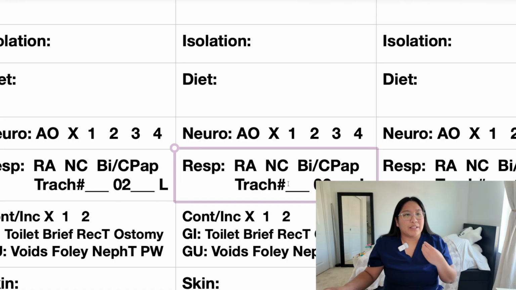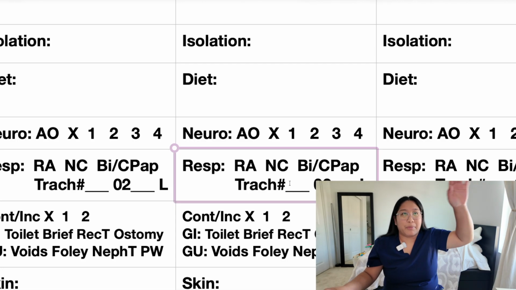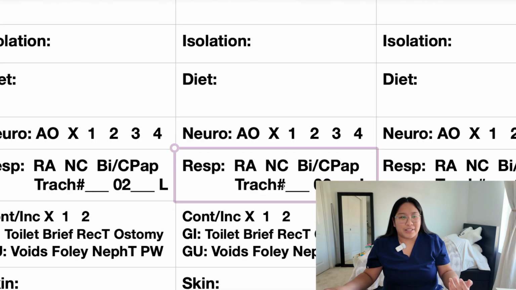Trach number is the tracheostomy that they have. Usually they put the number, there's a sign in the room above the patient's bed. Typically what I've seen is a Shiley, which is I believe the brand. It's usually a Shiley 6, so I'll put it there, and you have to make sure all the supplies are in the room. O2 right here coincides with the NC or nasal cannula: how many liters of oxygen are you on? 2, 3 liters.